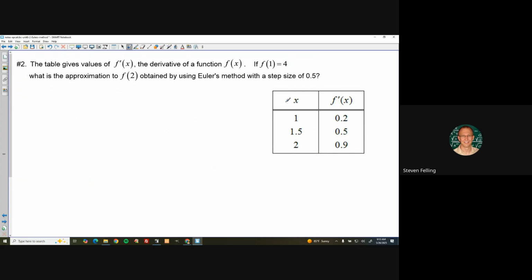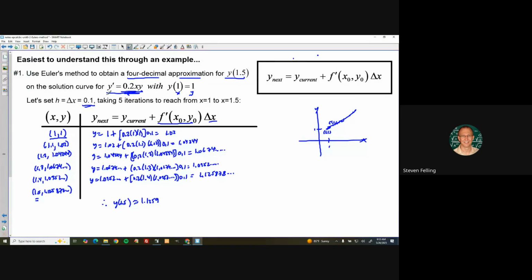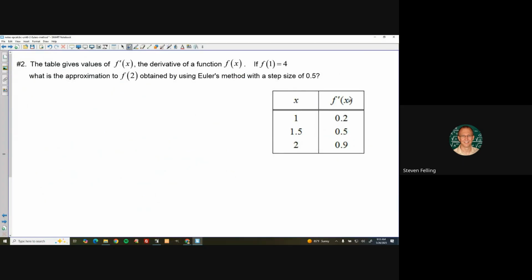This one's a little different. Instead of being given an equation for the derivative, we're actually given a table that has the derivative values pre-worked out at specific x locations. So try this problem using that table. Okay, to solve this, we're trying to approximate f of 2, starting at f of 1 with a step size of 1/2. So I would make the table here and say we've got x, y pairs.